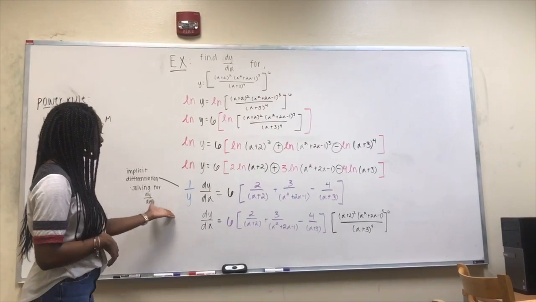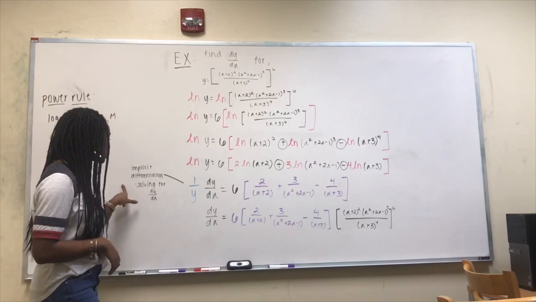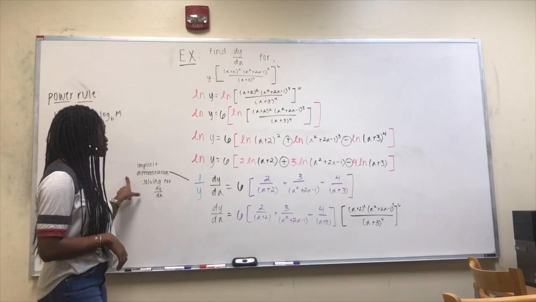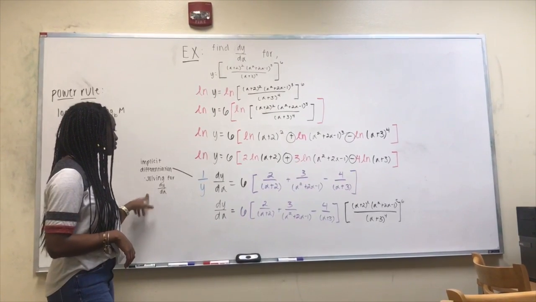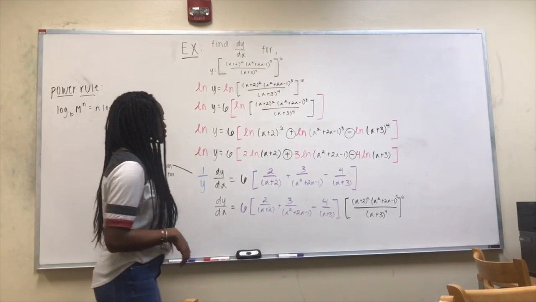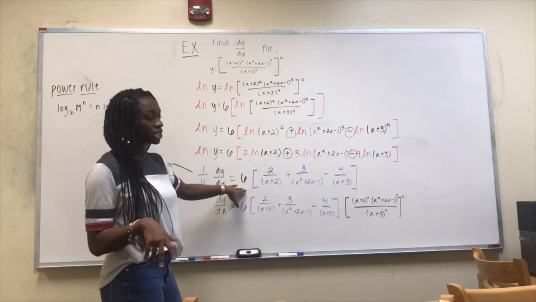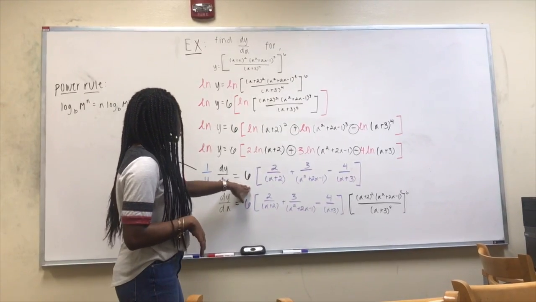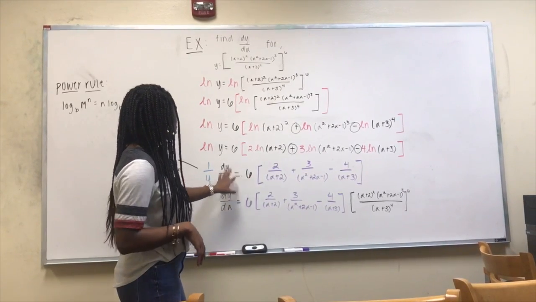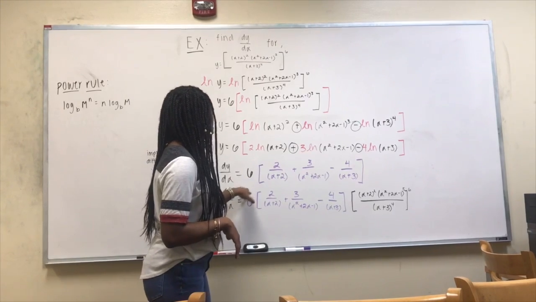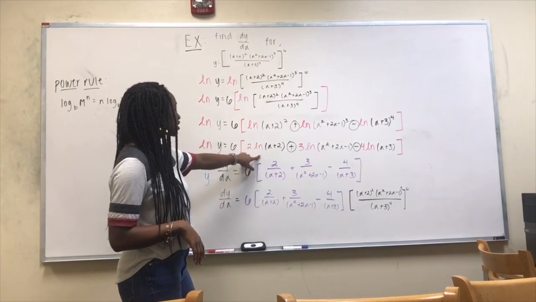So the left side is going to be implicit differentiation, and with implicit differentiation, you're going to be solving for dy/dx. On the right side, we're going to be doing the natural log derivative and also the chain rule. So here you have the 6 out in front. That's just a constant.